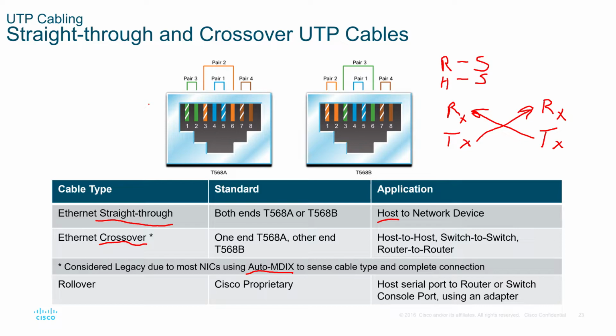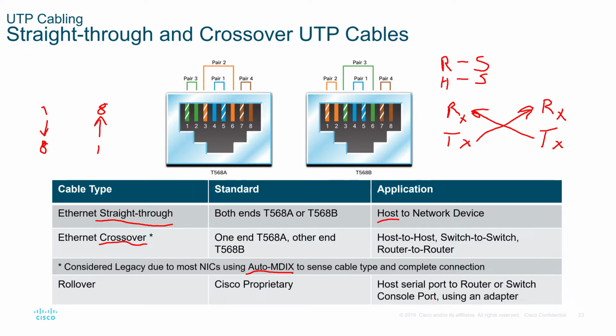The last on our list is the rollover. This is a Cisco proprietary cable, and it's just a totally flat cable. So on one side, I guess it goes from 1 to 8. On the other side, it goes 8 to 1. There is no twisting, there is no cancellation, because this is only for low speed programming of an intermediary device.